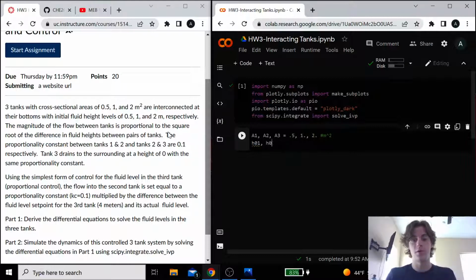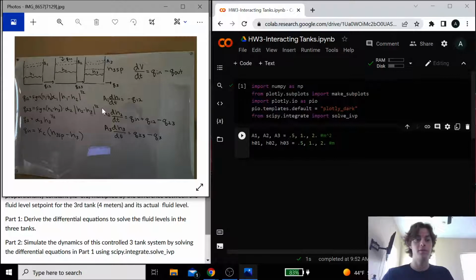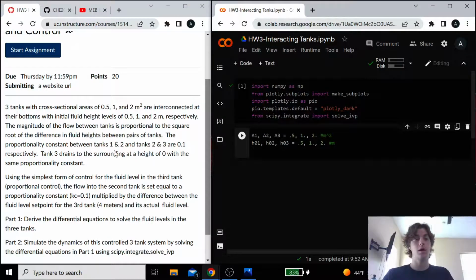We also have the initial fluid heights. The initial height of tank 1, tank 2, and tank 3 are 0.5, 1, and 2 meters respectively. And then we also have the proportionality constants for the flow rates, right? From our whiteboard, it was our alpha terms. In this case, the proportionality constant for the flow rate between tanks 1 and 2, and tanks 2 and 3 is 0.1. It is also the same for the flow rate out of tank 3. So I'm just going to define it as one alpha, 0.1.